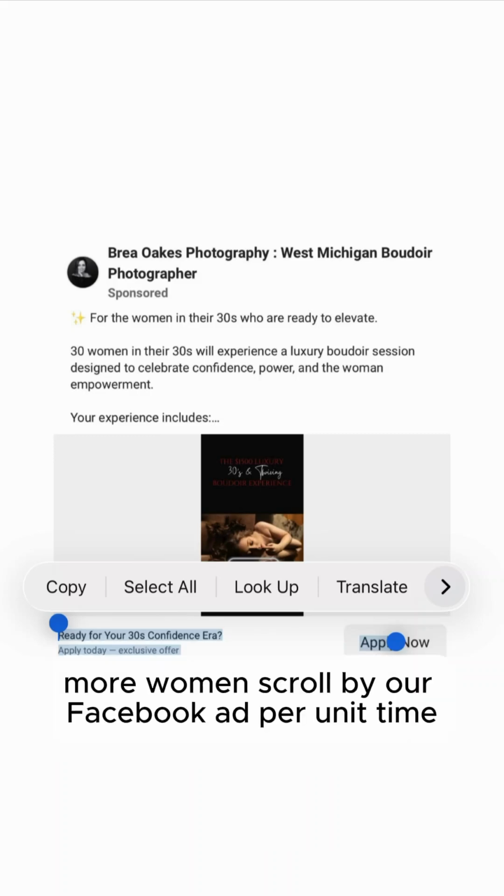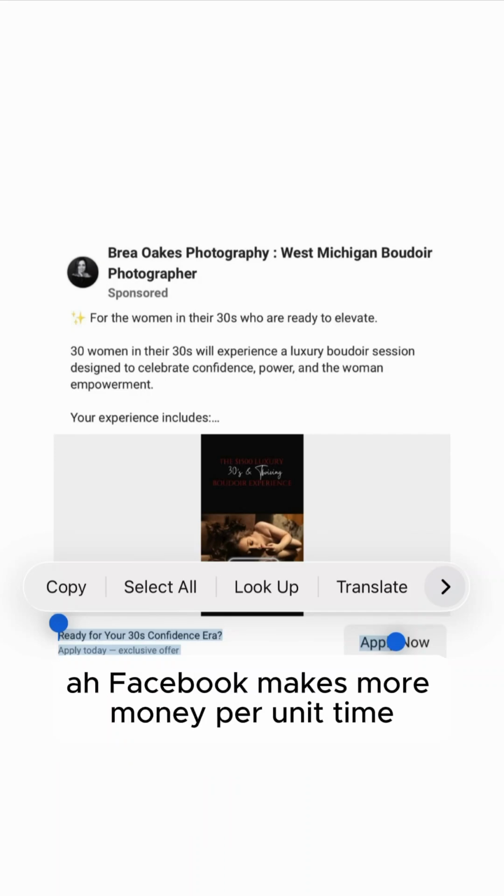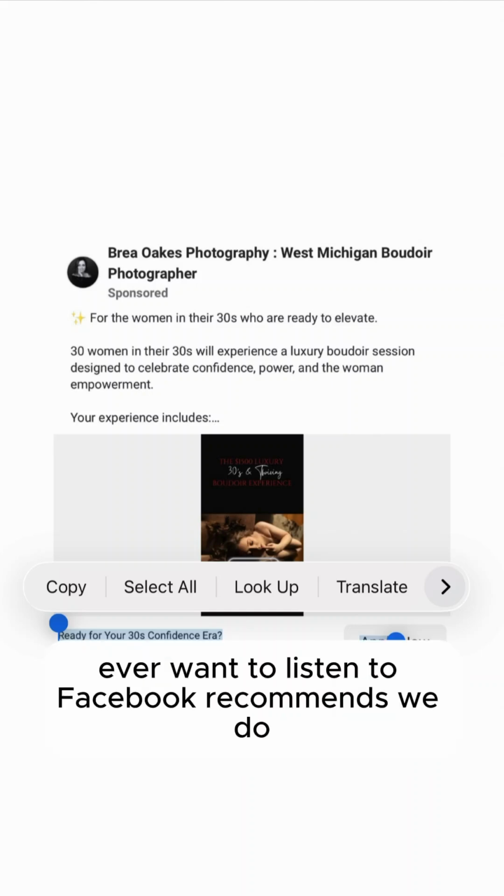But guess what? More women scroll by our Facebook ad per unit time, so Facebook can serve more ads per unit time. Facebook makes more money per unit time. We may waste more money per unit time. We never ever want to listen to what Facebook recommends.